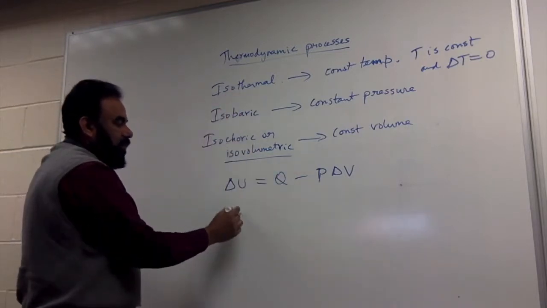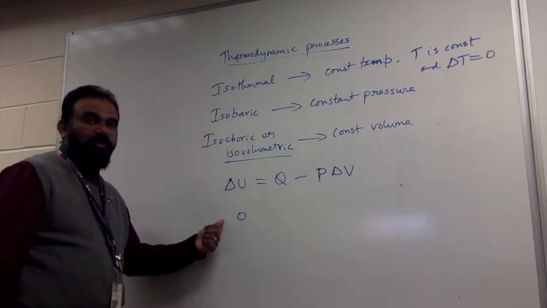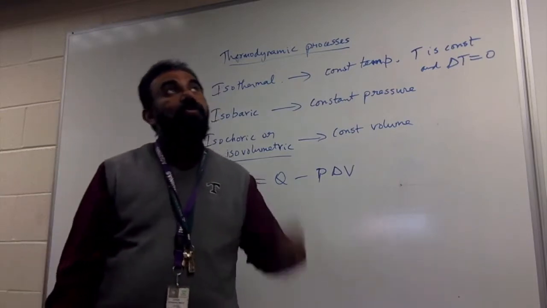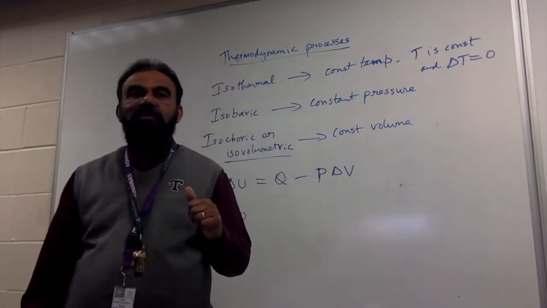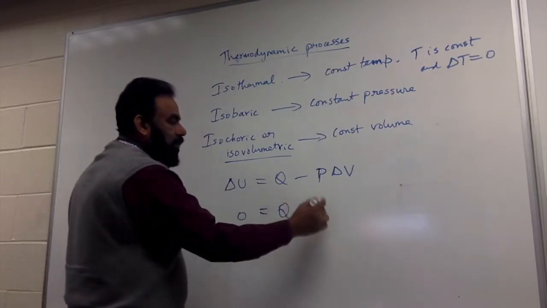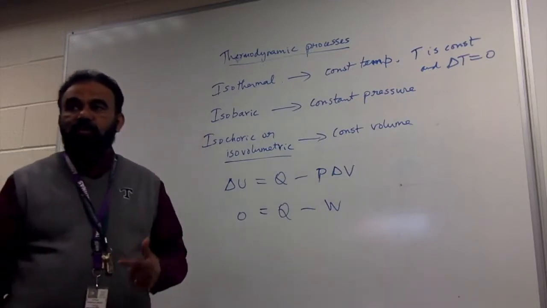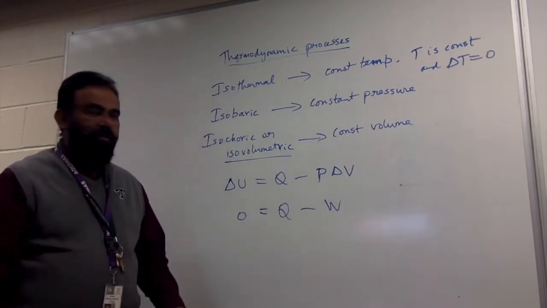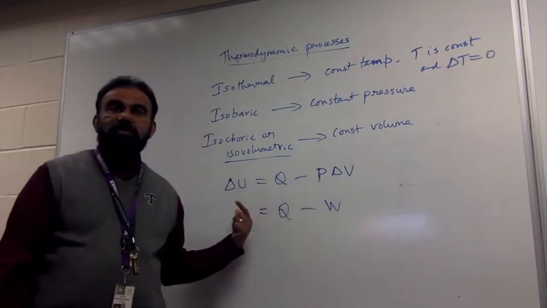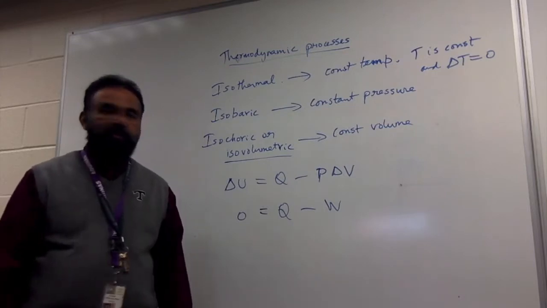For isothermal, what is that? Like this tube light is right now going through an isothermal process. What is the isothermal process? Q minus W, which is this. So if a gas is undergoing an isothermal process, then Q minus P delta V equals 0, which means these two should be the same. Right?